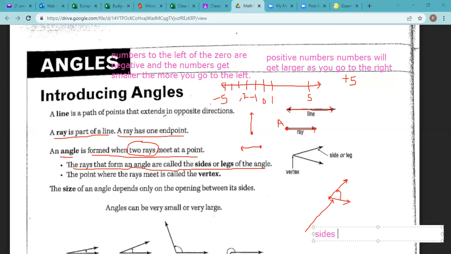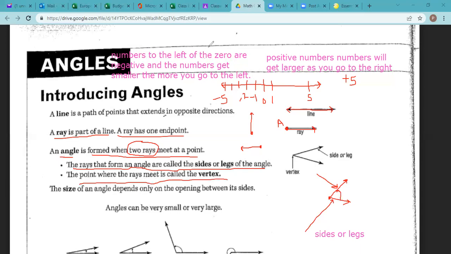Spelled that backwards. Or what is known as the legs of the angle. Also, of course, on this side, you also have this right here. Again, that's the side or the leg of that angle. Now, the point where the rays meet is called the vertex.